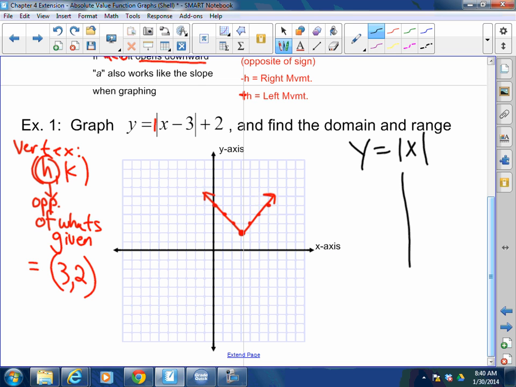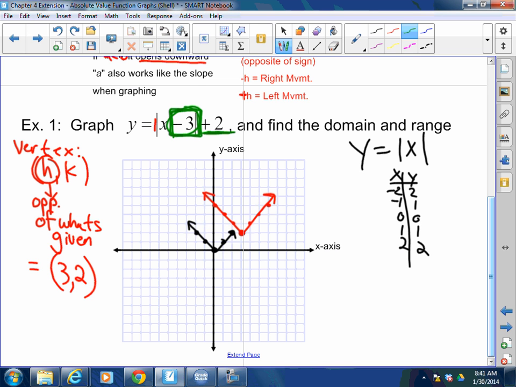If I made a table for the parent function, negative 2, negative 1, 0, 1, and 2, I'm going to get 2, 1, 0, 1, and 2. This is the original parent function, okay? The one in black. You with me? Yes. Now, pay attention to what I said. Remember that the H moves it leftwards and the K moves it upwards, correct? How many spaces do I have to move, left or right here? Three. Three to the left or to the right? To the right because it's opposite.